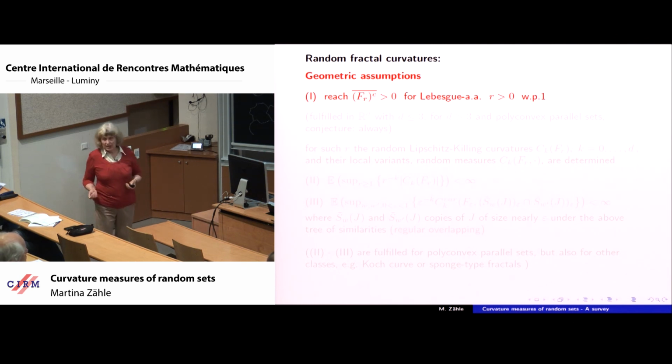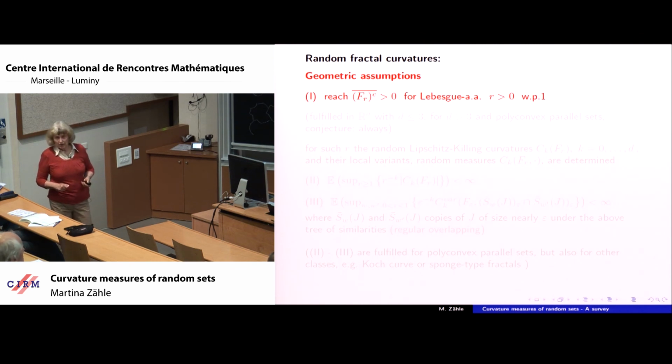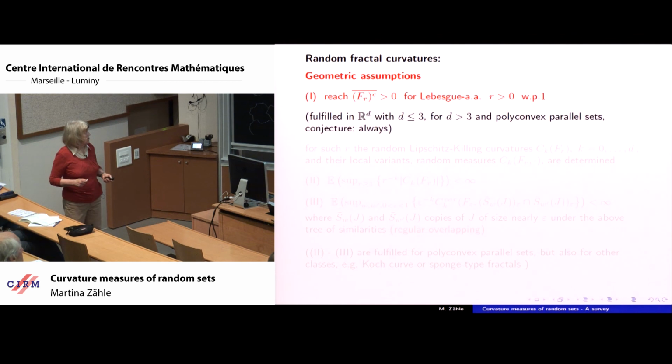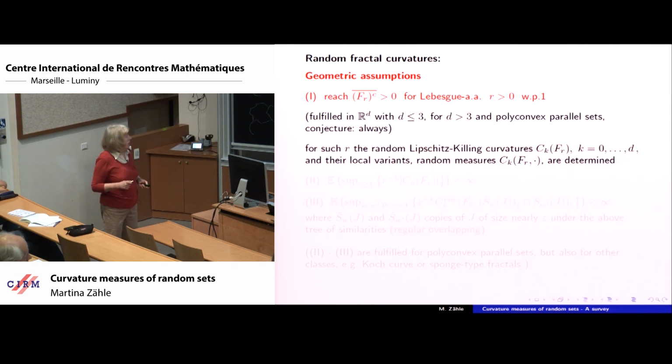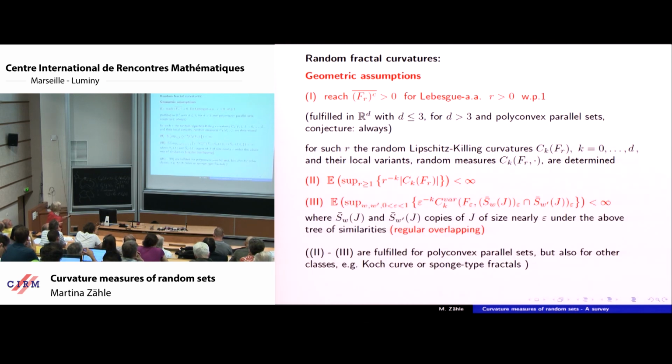In higher dimensions, one has to assume, at least we assumed up to now, that the parallel sets have this nice property. In lower dimensions, it's always true. The conjecture is that for random self-similar sets this first condition is always true. And in Steffen's paper, the polyconvex situation is also good. In this case, it is also always true, and in this case the random fractal curvatures can be determined. We have certain other conditions. Maybe I skip this. If somebody is interested, we can go into details.